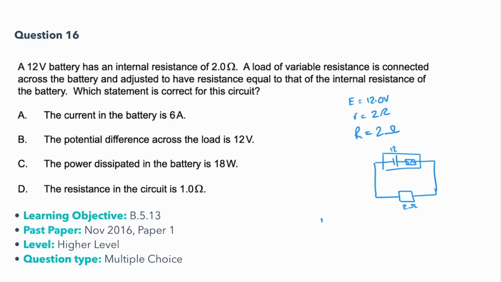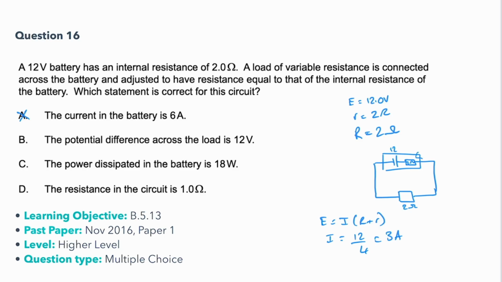The current in the battery is 6 amps. Okay, well let's have a look at that. E equals I R plus r. I is equal to 12 over 4. So our current is 3 amps. Not true. The potential difference across the load is 12 volts. Well, we know that that's automatically not true because some of the potential difference will be lost volts here, and it's going to be the same lost volts as across the load at this stage because they have the same resistance. So this is going to be 6 volts, and there's going to be 6 volts lost in the battery, so that's not true.